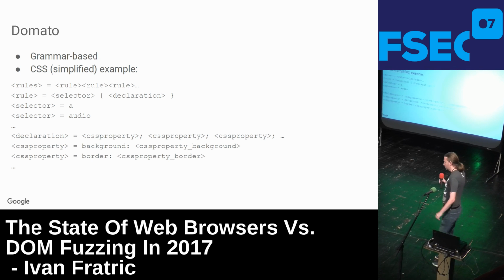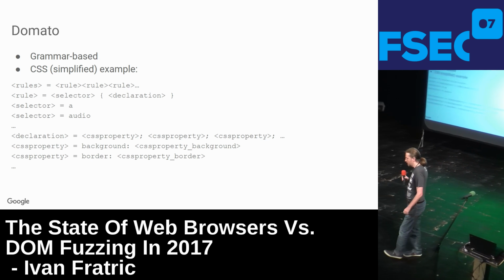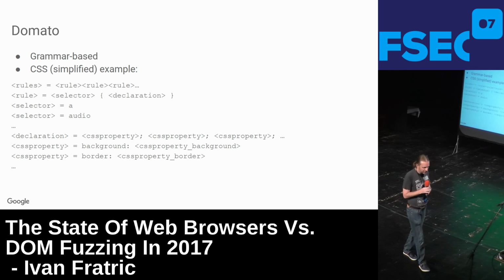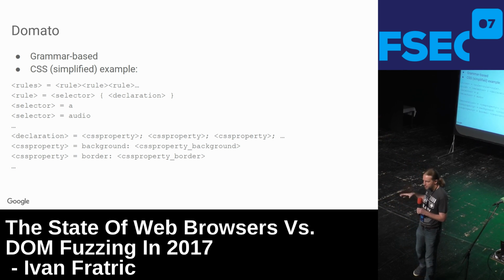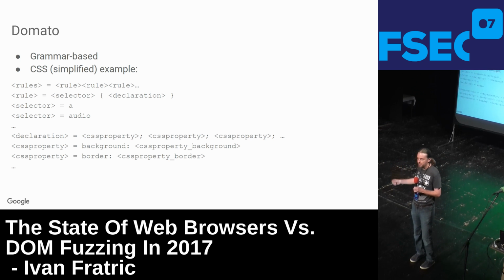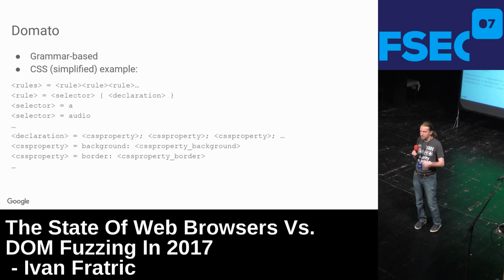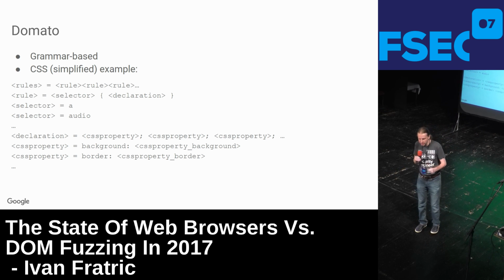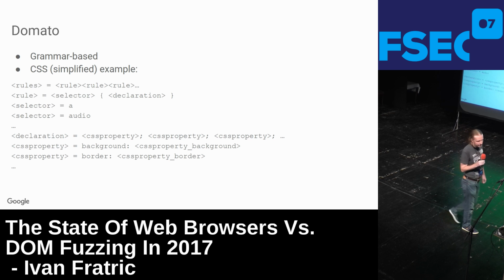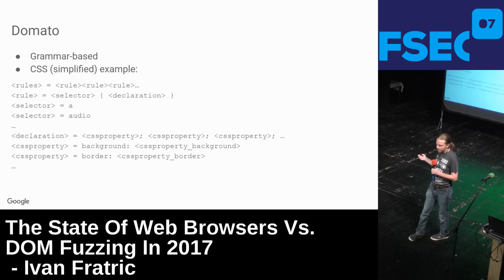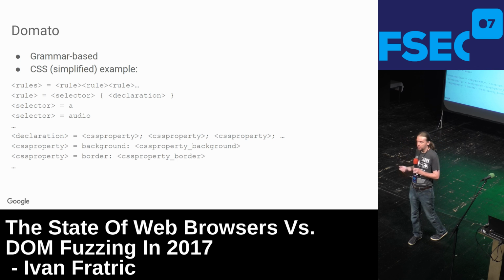So for this project, for this piece of research, I created a new fuzzer which we call Domato, and it is generation-based, which means that it always generates a new sample from scratch, and it is also grammar-based, which means that it generates the sample based on a set of grammars. So here you have a small, simplified example of a CSS grammar that, well, generates CSS code.